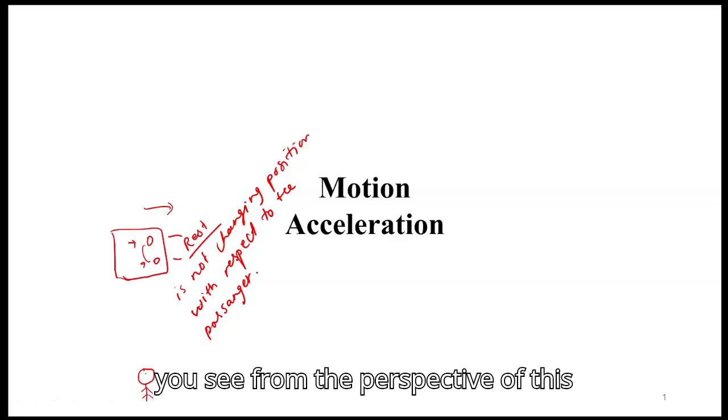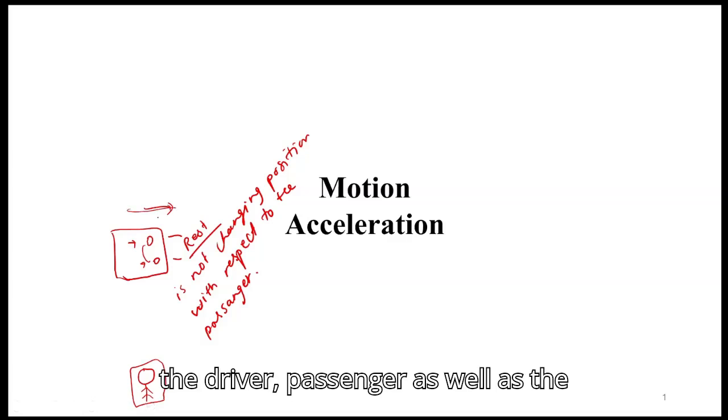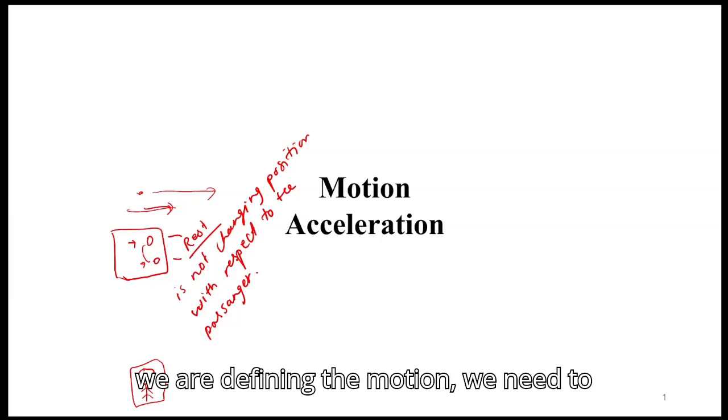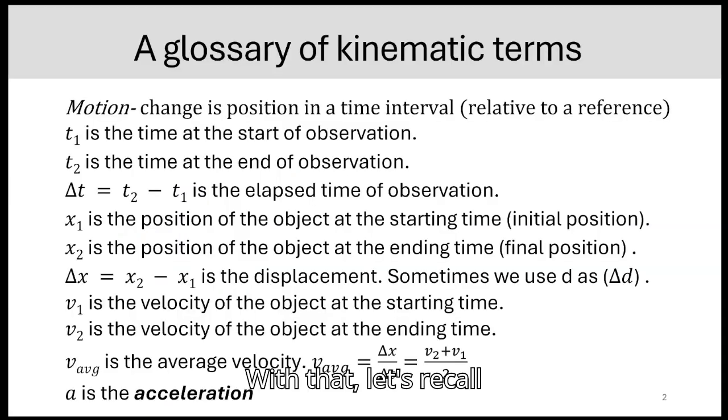However, from the perspective of this person standing far away from the car, both the driver, the passenger, as well as the whole car are moving away from this position in a direction. So whenever we are defining motion, we need to have a point of reference. With that, let's recall the different terminologies we have defined so far.